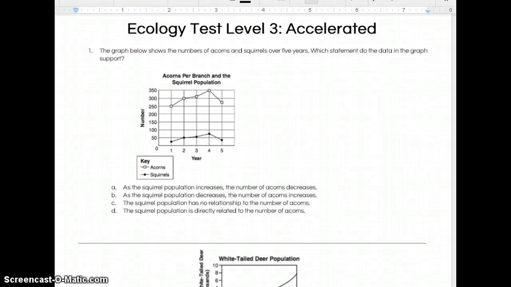Ecology Test Level 3 Accelerated. Number 1. The graph below shows the numbers of acorns and squirrels over 5 years. Which statement do the data in the graph support?